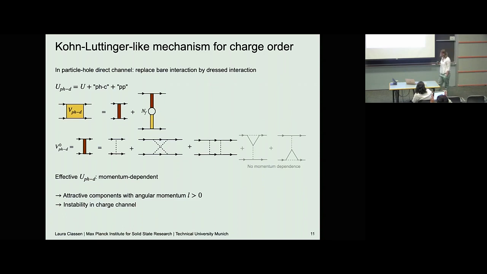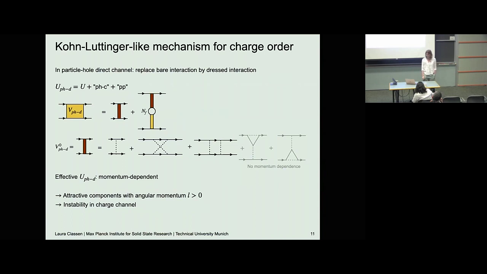And then again, because of this, even if we start with bare constant Hubbard U, we get momentum dependence, and that can develop an attractive component, which then would give us this instability for one of these unconventional charge density waves.